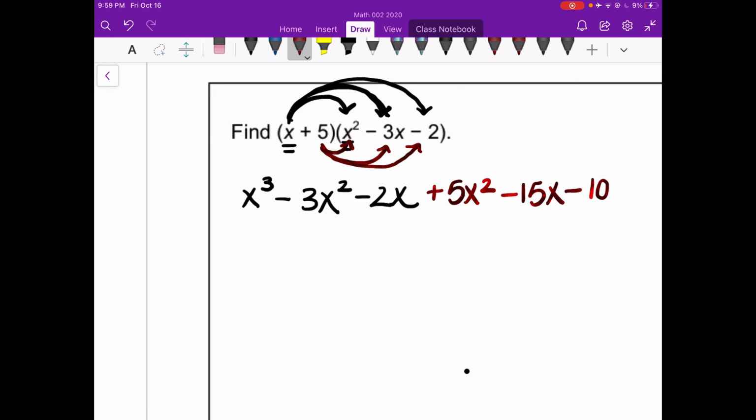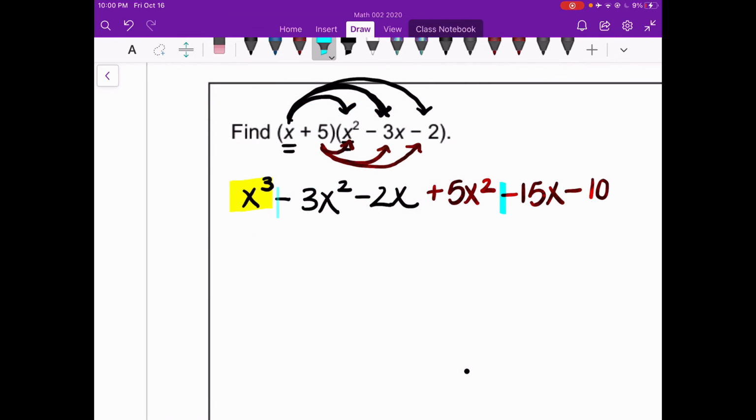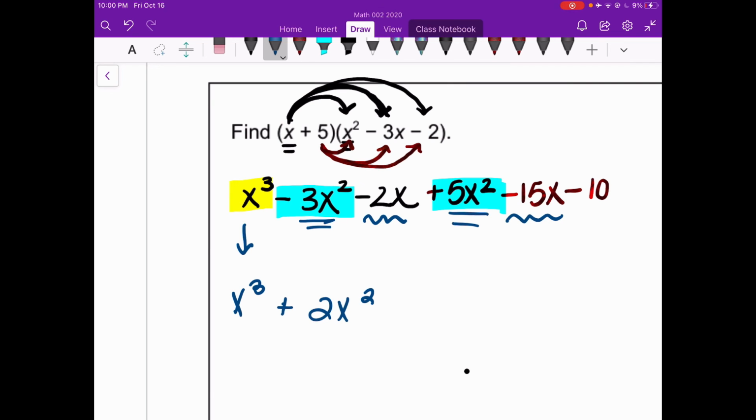And now combine your like terms. There is only one x cubed, so I leave it as is. There's a negative 3x squared and a 5x squared. So I'm going to bring this down. These two become plus 2x squared. Negative 2x minus 15x is negative 17x. And negative 10 is left out.